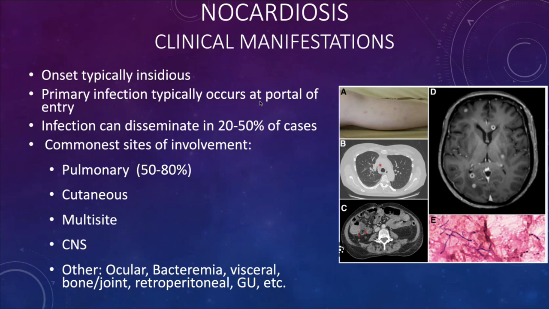But I've also listed some more rare manifestations like ocular nocardia. You can have nocardiobacteremia. How many people have had a nocardiobacteremia? Anybody yet? A couple in the room? And I think that was mentioned in another session. Visceral disease affecting the visceral organs. You can have bone or joint nocardiosis. You can have retroperitoneal disease. You can have nocardia involving the genitourinary tract as well.